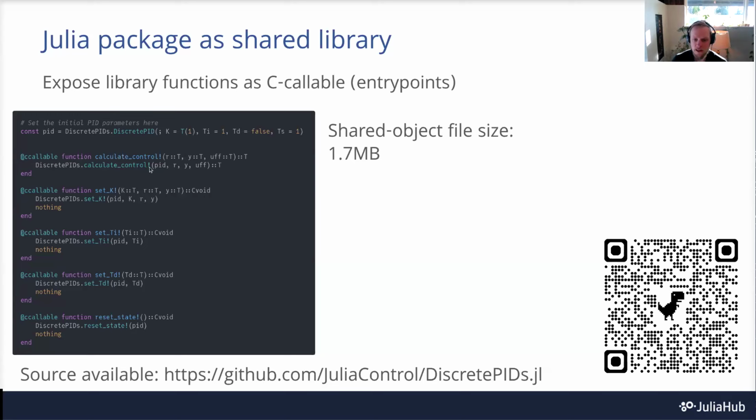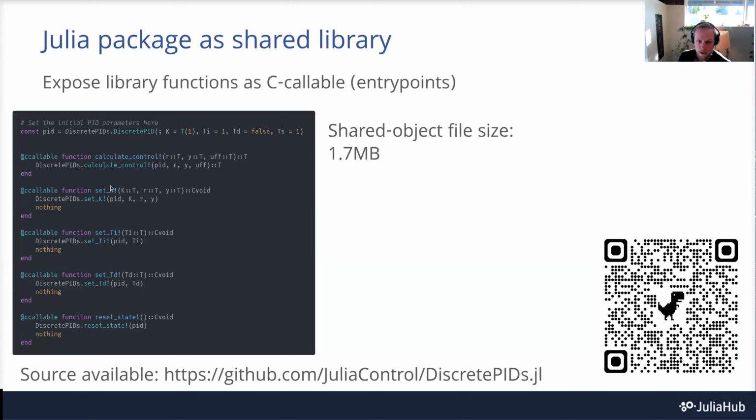This function is not C callable, so it's not an entry point that can be called from C. So what I do here is I've wrapped this function in a function with the same name that is C callable. And this now tells Julia that when you create a shared object file, I want you to include an entry point with this function name here. And as you can see, I don't include this PID controller in the input signature of the wrapper function. Instead, I make use of this global instance of a PID controller. And that's just to simplify the interface on the C side slightly so that I don't have to instantiate the Julia struct on the C side.